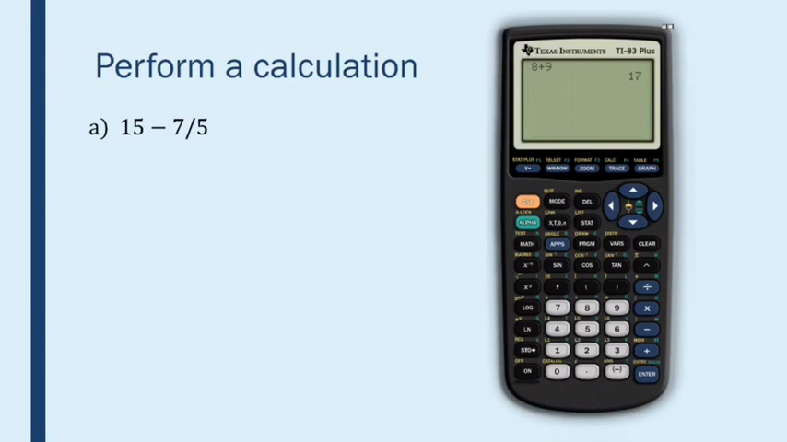Now let's perform a few calculations on our calculator. So I'm going to press the clear button and get myself a clear screen here. And the first calculation I want to do with you is 15 minus 7 divided by 5. Now always remember that the calculator knows order of operations. So the calculator is going to perform the operations in the correct algebraic order.